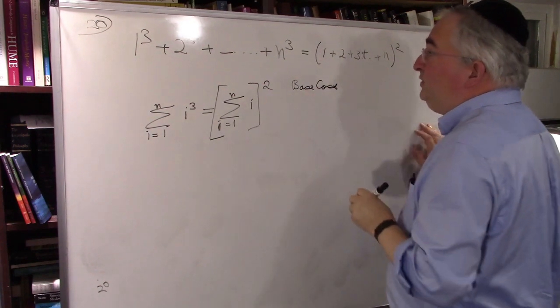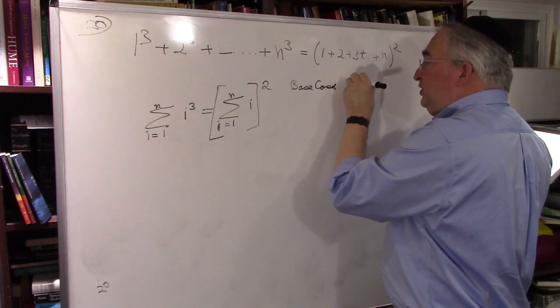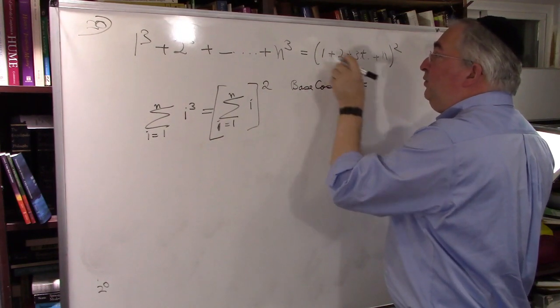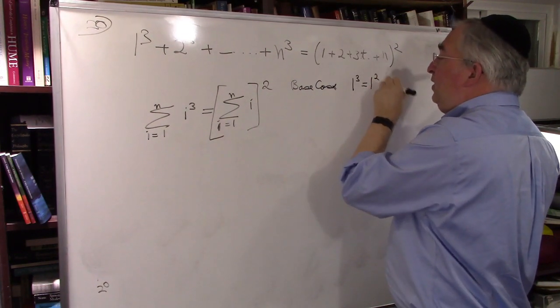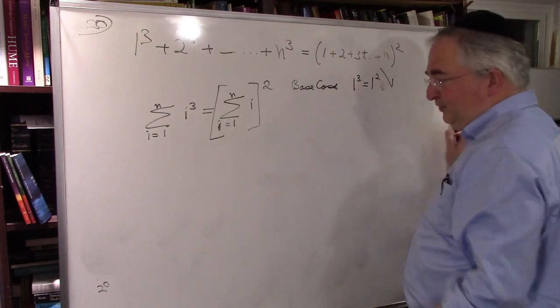Base case. So let's do it. We'll just do 1. The question is, is 1 to the third equal to 1 squared? And the answer is yes. They're both equal to 1. So yes, it works. It works for 1.